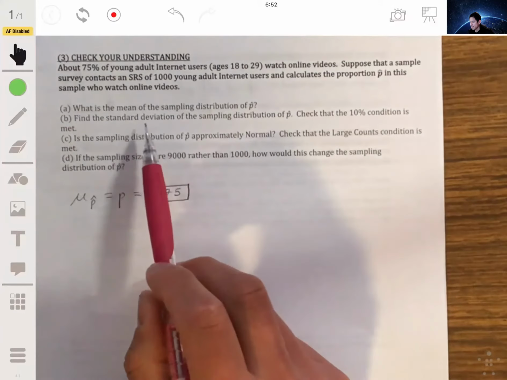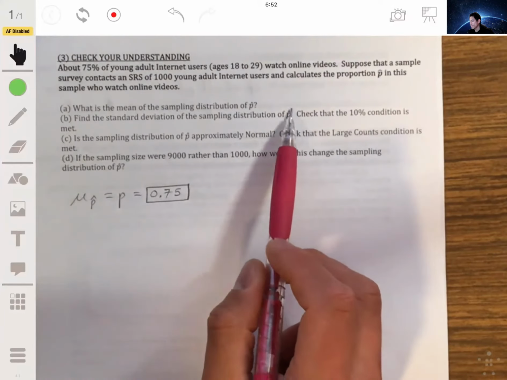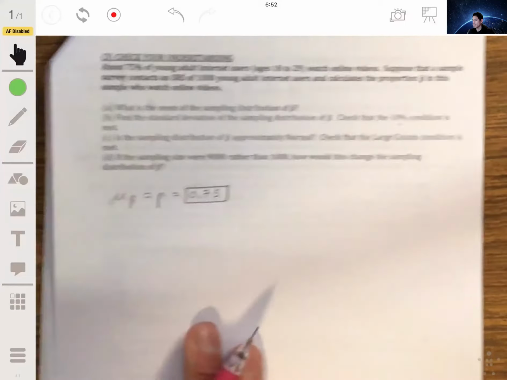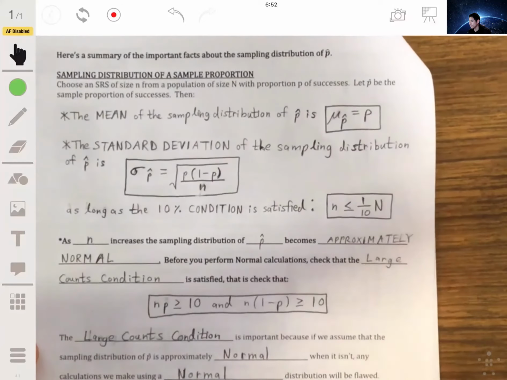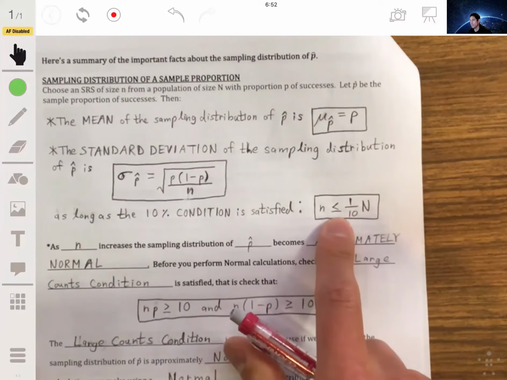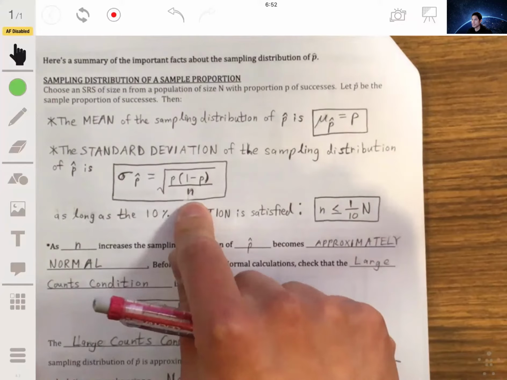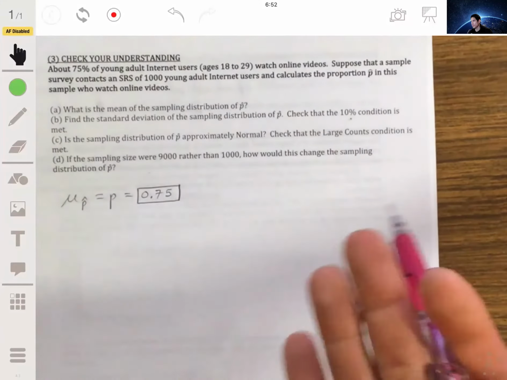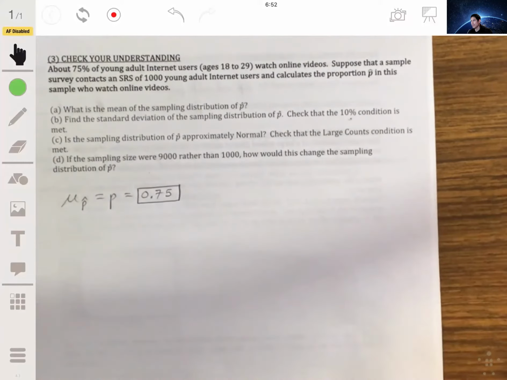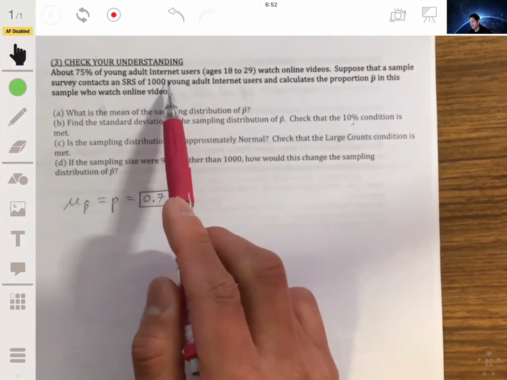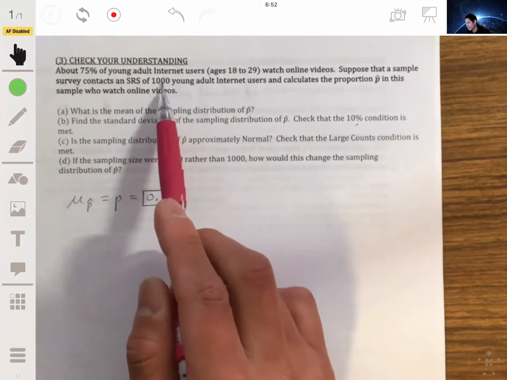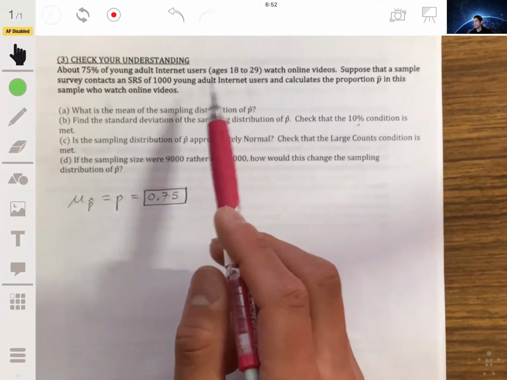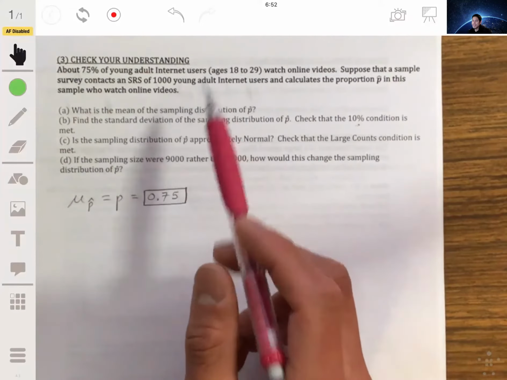All right, now what's going to be the standard deviation of the sampling distribution of p-hat? As long as the 10% condition is met, we can use the formula on the previous page. So let's flash back to it really quick. You want to check that the sample is no more than 10% of the population, then we can use this equation. In these types of problems, you kind of just have to use real-world common sense. You're not going to be able to calculate how many young adult internet users there are, ages 18 to 29, in the world, or in the US in this case. But again, just use common sense.